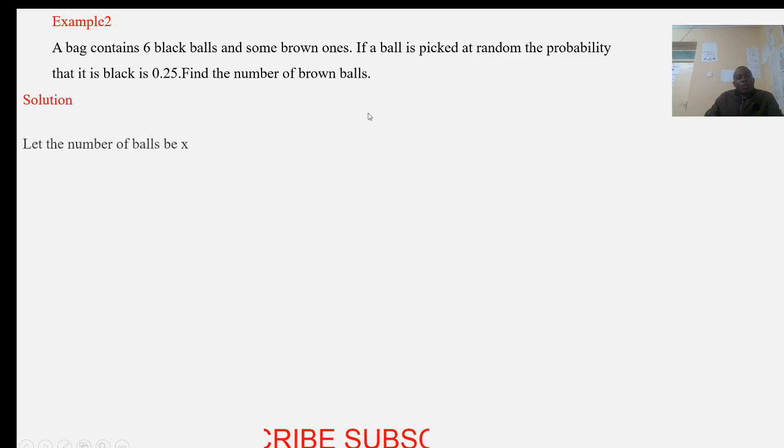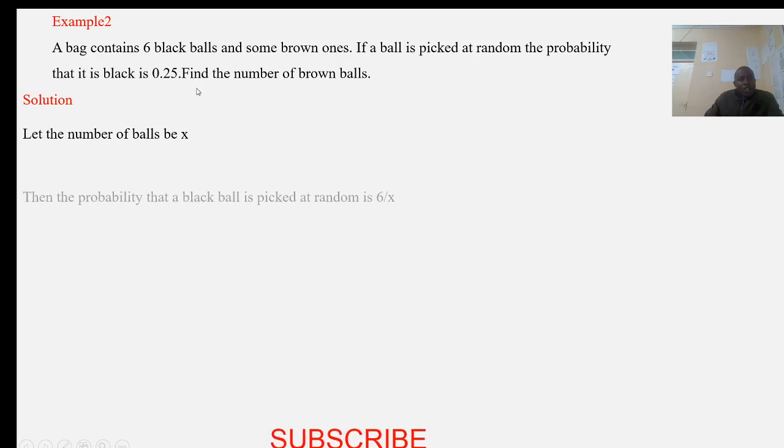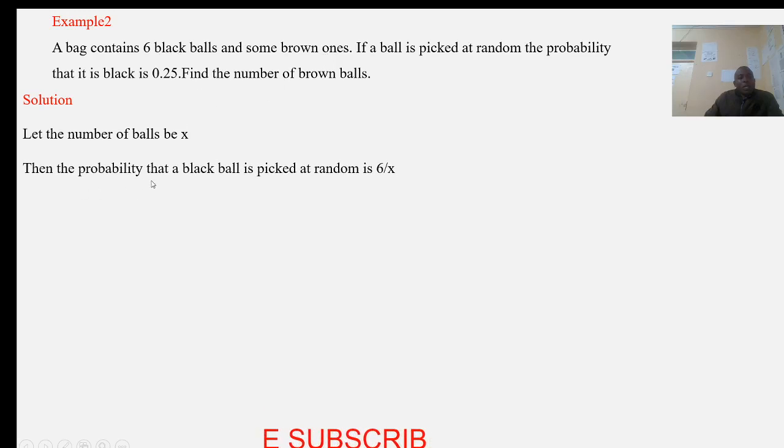So what we do, we let the total number of balls be x. Meaning that brown balls are x minus 6. So then the probability that a black ball is picked is 6 over x. Probability that black balls are picked is 6 over x, since the total number of balls is x. And that means 6 over x.